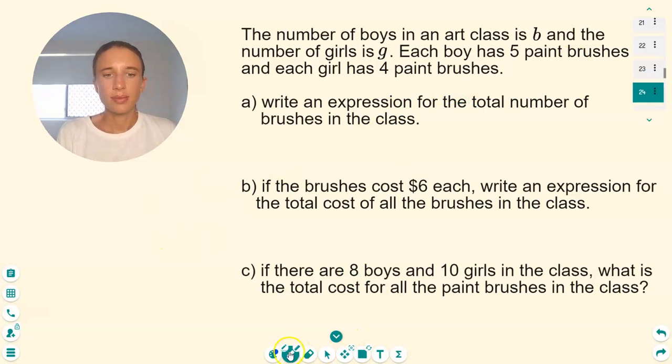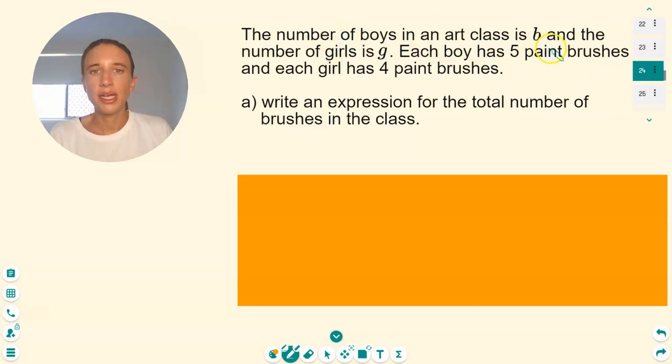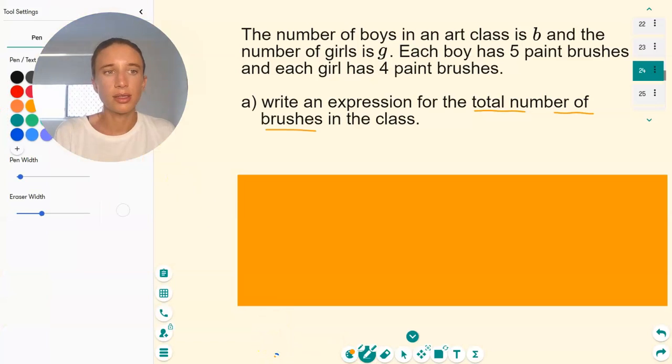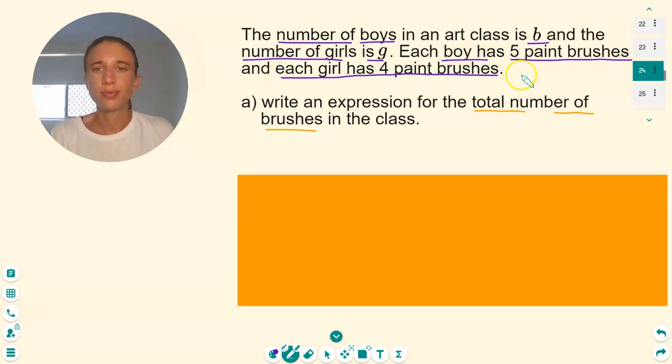Let's check out this. Make it a bit simpler for ourselves by just getting one of these. So last question, I believe. Yes. The number of boys in an art class is B and the number of girls is G. Each boy has 5 paintbrushes and each girl has 4 paintbrushes. Write an expression for the total number of brushes in the class. The total number. All right. So we have number of boys is B, number of girls, G. Each boy has 5, each girl has 4.